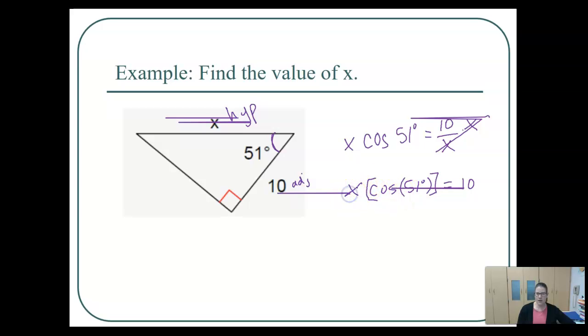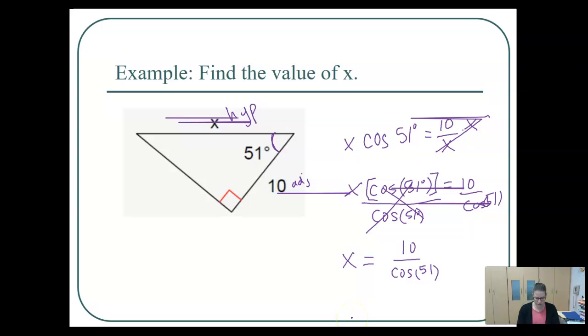We can't undo pieces of it by a different operation, okay? So I have this x here. I want it by itself on this side. Right now it's x times cosine 51. So to get rid of times cosine 51, I would divide both sides by cosine 51. So x is going to be equal to 10 divided by cosine of 51. Okay, so this is what you're putting in your calculator. 10 divided by cosine 51. Hit enter, and it should give you 15.89. So this side is 15.89.